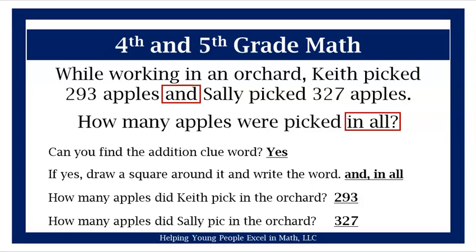Yes, we do have an addition clue word. As a matter of fact, we have 2. We have "and also" and "in all." How many apples did Keith pick in the orchard? 293. How many apples did Sally pick? 327. So let's set up our word problem. And I'll give you just a few seconds to think about what will go in the hundreds place for both numbers, what would go in the tens place, and also what would go in the ones place.